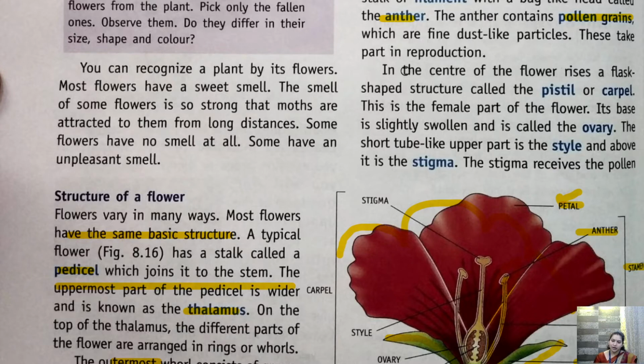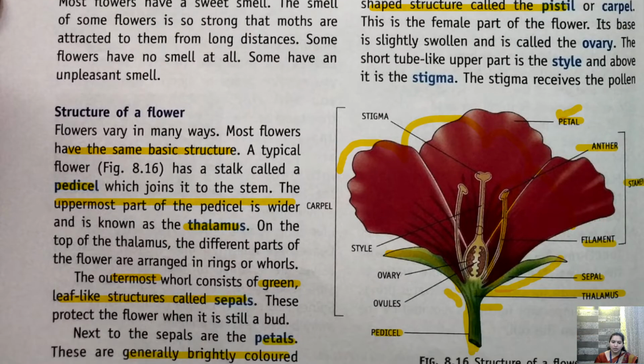Now in the center of the flower rises a flask-shaped structure called pistil. ये आप देख रहे हो? ये पूरा, ये जो एक फ्लास्क टाइप का स्ट्रक्चर दिख रहा है, this complete structure is called pistil or carpel. This complete structure, including stigma, style, ovary, ovule, is called carpel. This is the female part of the flower. So a flower has both parts, male as well as female. Few flowers have both, few have only one.